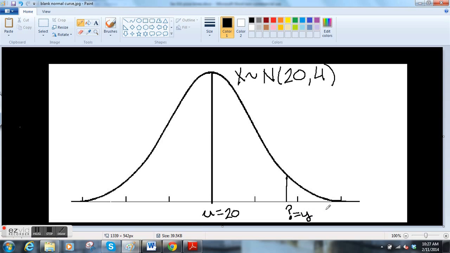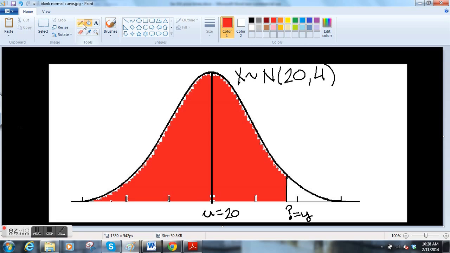For algebra purposes, I will write y. What is this number such that 90% is less than that number? I'll use red. 90%. All this right there is 0.90. That's what the 90th percentile is. So again, what we're saying is, what is this number y such that the probability that x is less than this number equals 0.90.